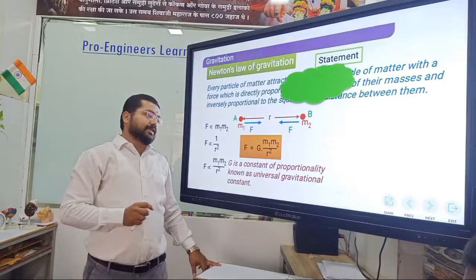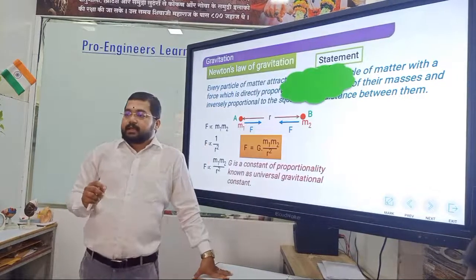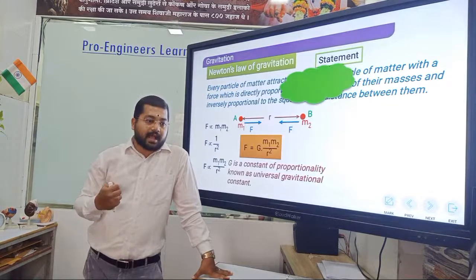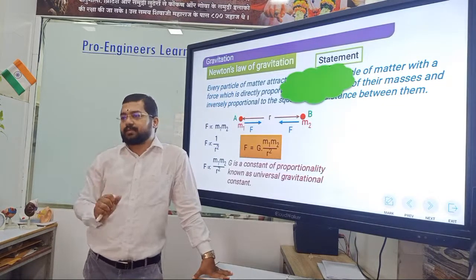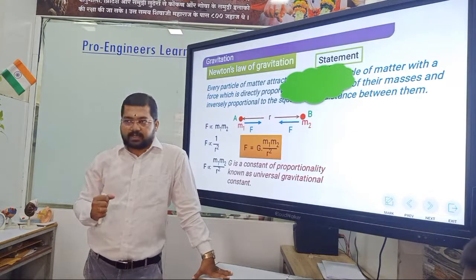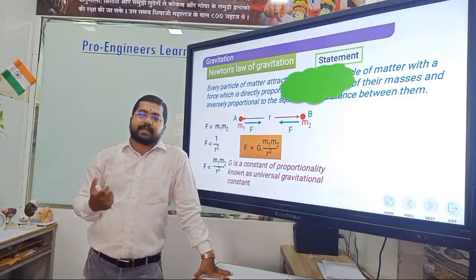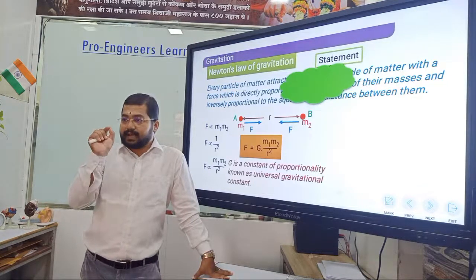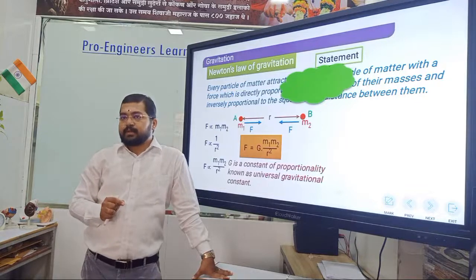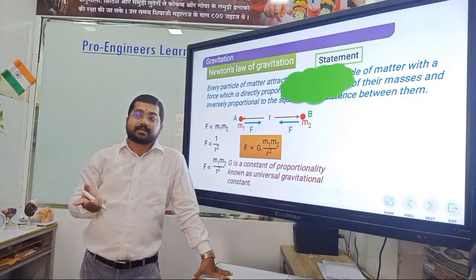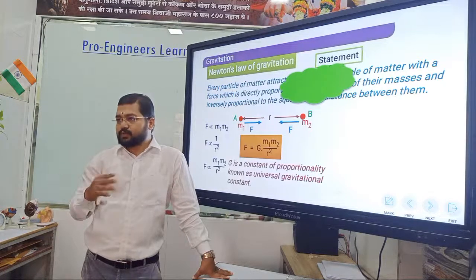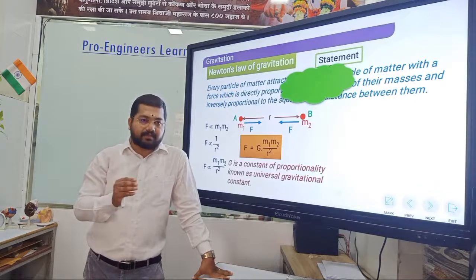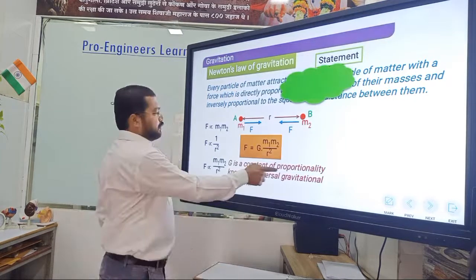Universal gravitational constant. Now, during CET, JEE or NEET examinations, they usually ask the dimensions of capital G. But if we are mugging up the dimensions, we may select a wrong dimension. So instead of mugging, we should understand how to calculate the dimensions. Many students still do not get how to calculate the dimension of any physical quantity. So we'll see how to calculate the dimension.